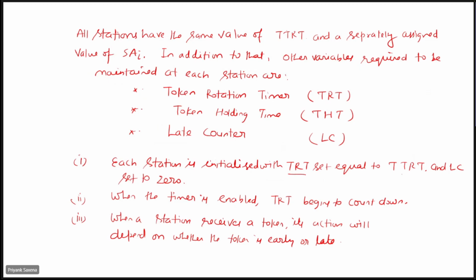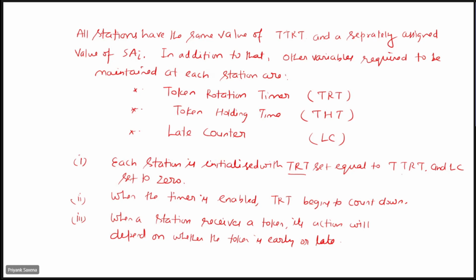So all the stations are given the same TTRT value, and a separately assigned value of synchronous allocation. Each station can be assigned a synchronous allocation, or it cannot be also, right? Depending on your network and the requirement of the stations, it will be decided.